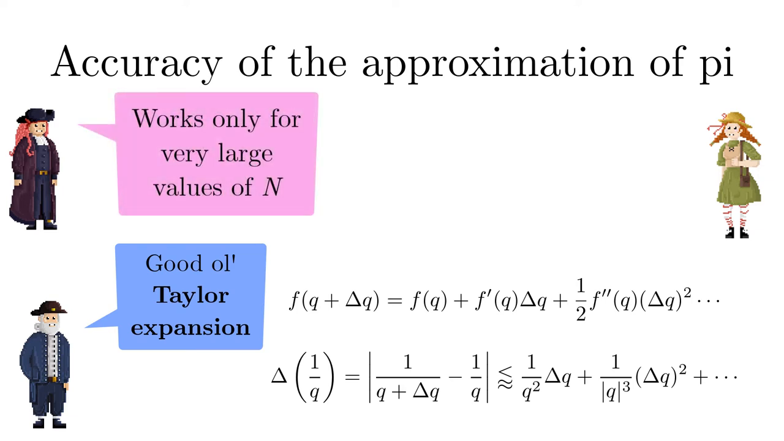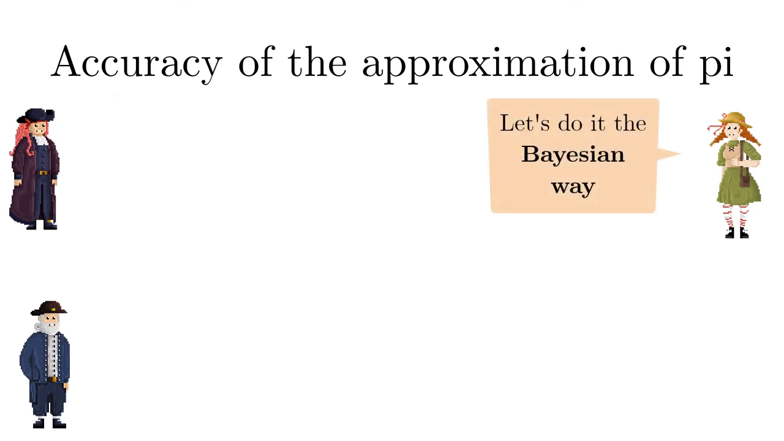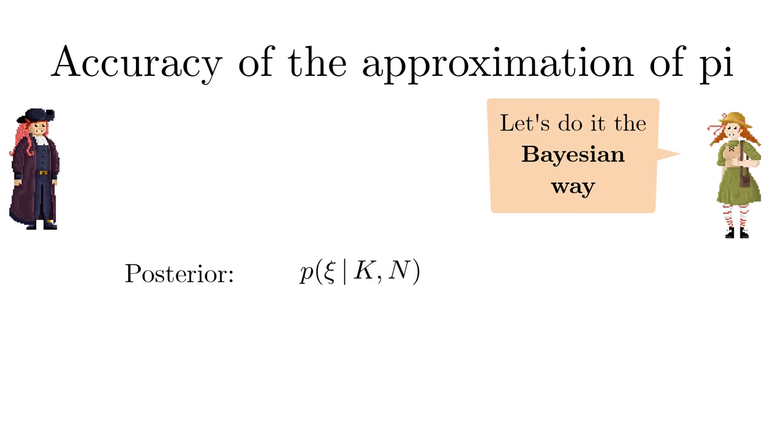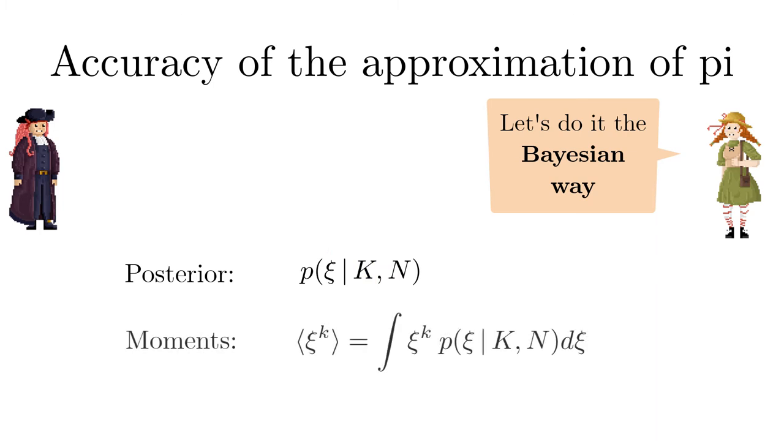One can do a Taylor expansion to overcome this problem for very large values of n, but for general n and for a systematic approach, the Bayesian way is to determine the posterior probability density for the numerical value xi of pi based on a finite number of throws n and the observed number of intersected lines. From the posterior density, she would then compute the moments in the usual way.